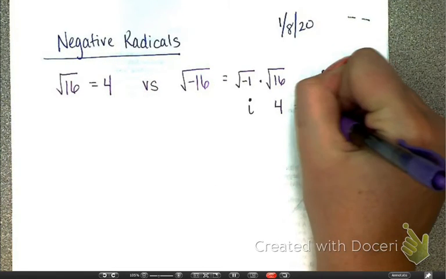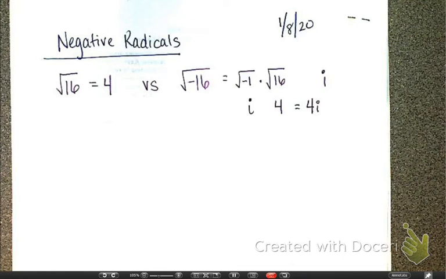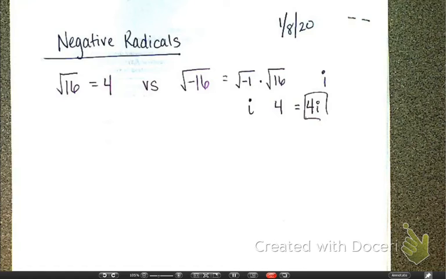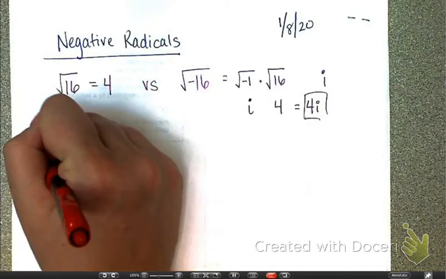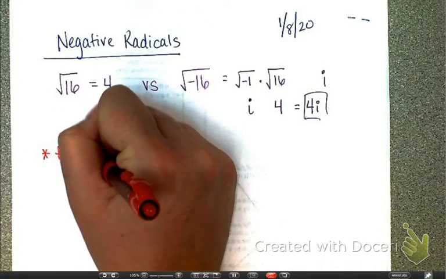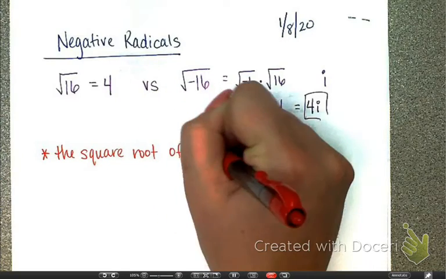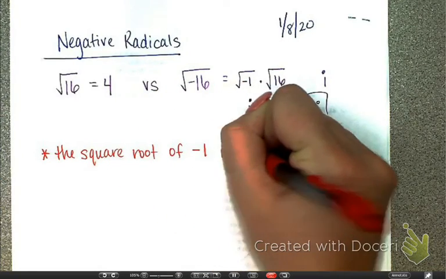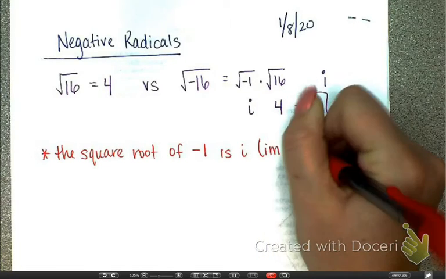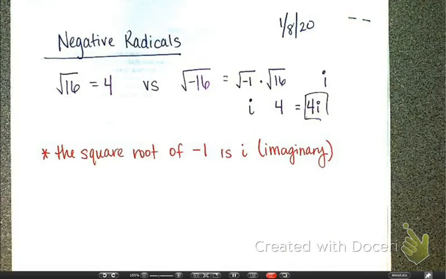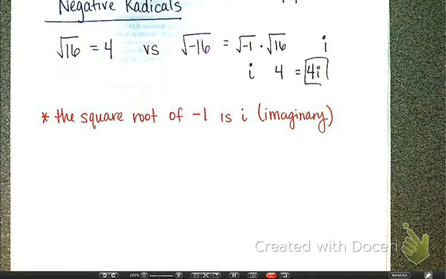Our answer then for the square root of negative 16 is 4I. We kind of put it in the place of a variable. So the I comes after your coefficient. So let's make a note. The square root of negative 1 is I, and that just stands for imaginary. Square root of negative 1 is I.